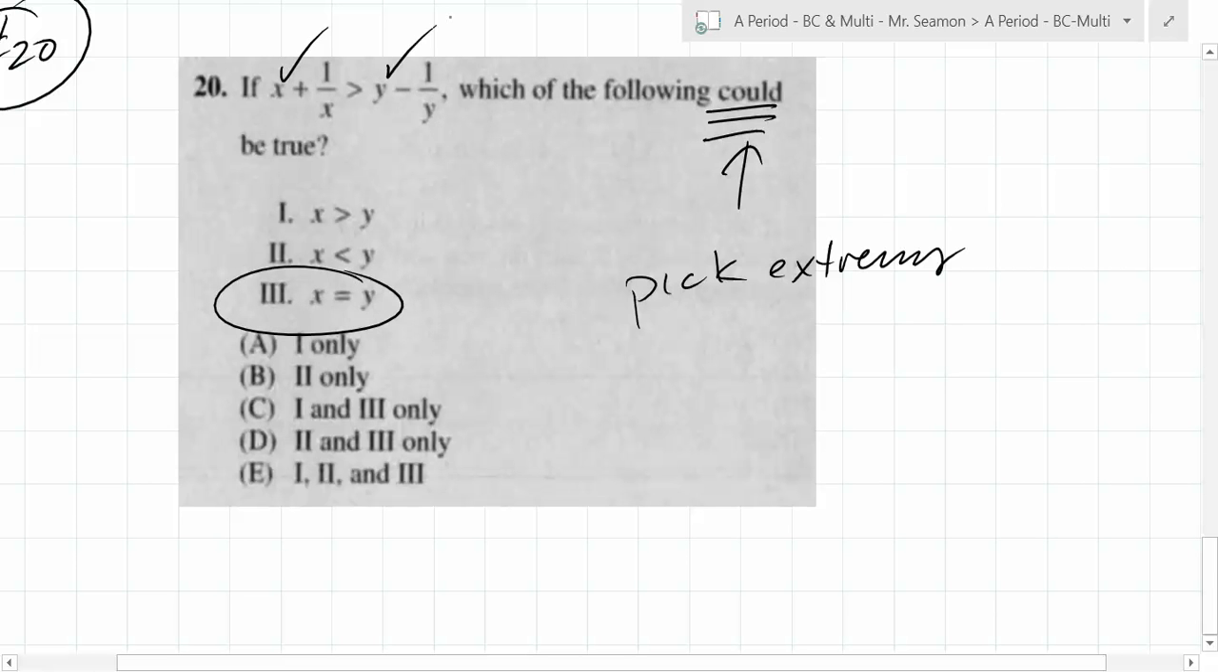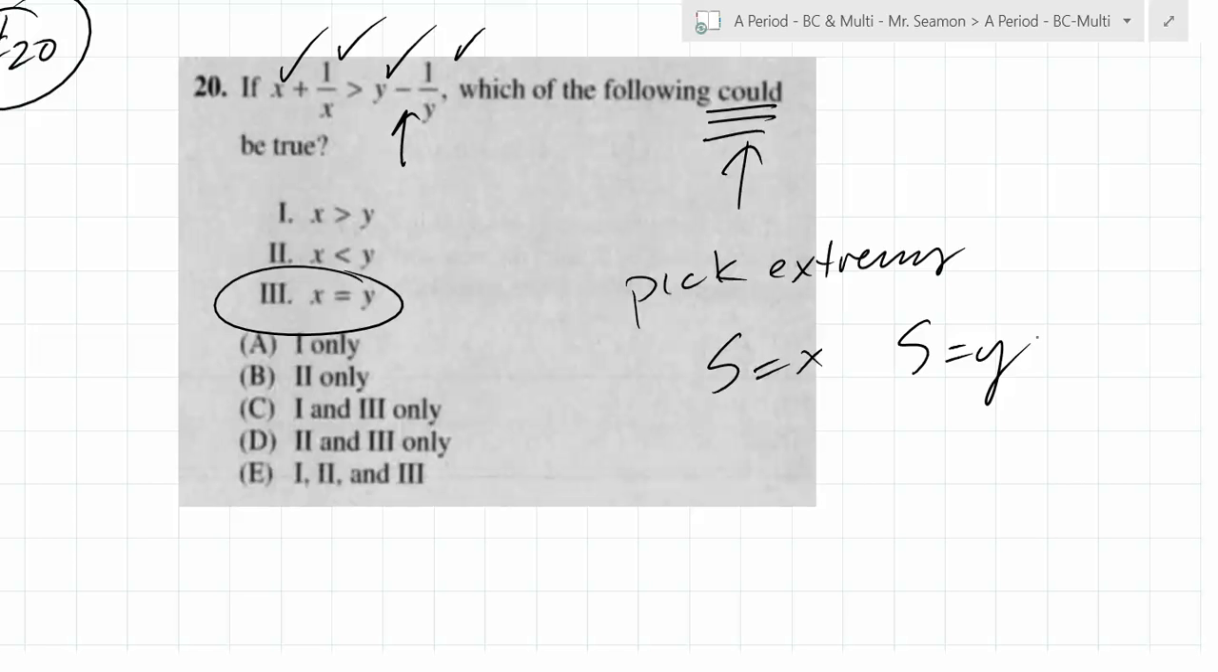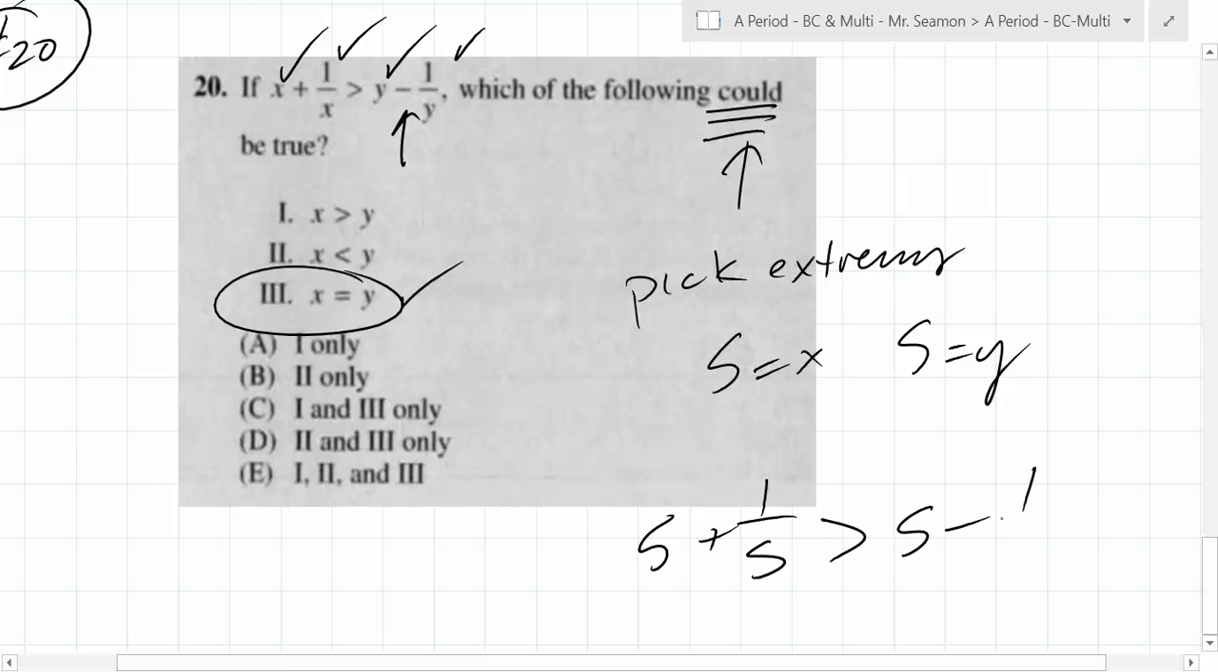Well, x and y are going to be the same no matter what, correct? This is going to be the same as this, but this is subtracting, right? If you subtract something from something and it's positive, let's say x is 5 and y is 5, what's going to happen? One will go smaller and one will go bigger. So which one could be true? Could 3 be true? Can this be true? 5 plus 1/5, is that greater than 5 minus 1/5? It is true, right? So just pick it.